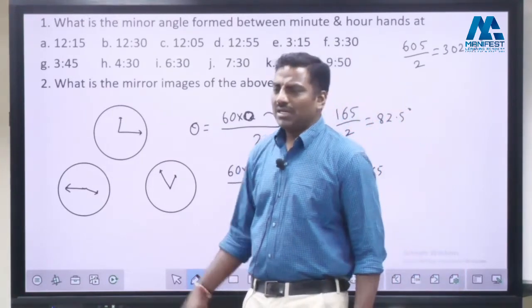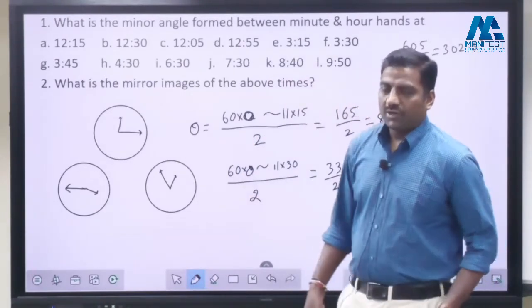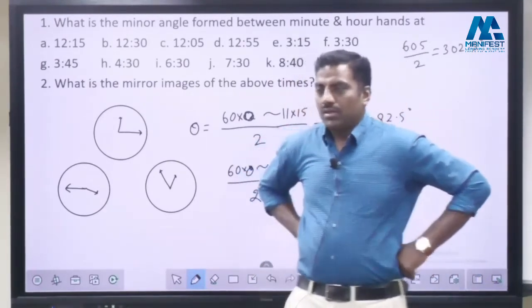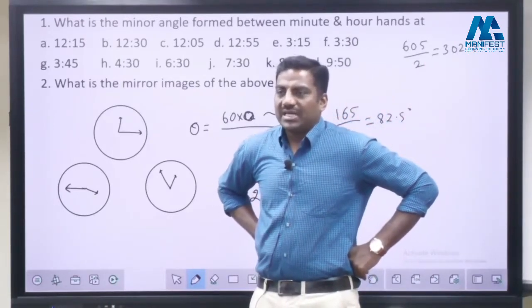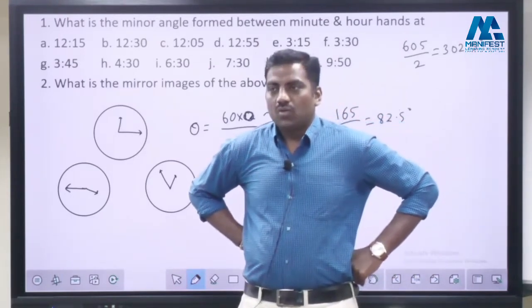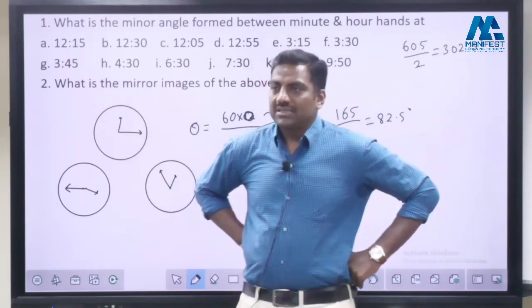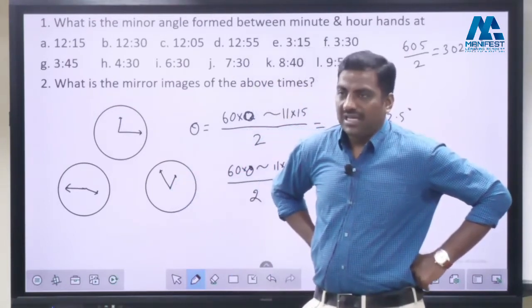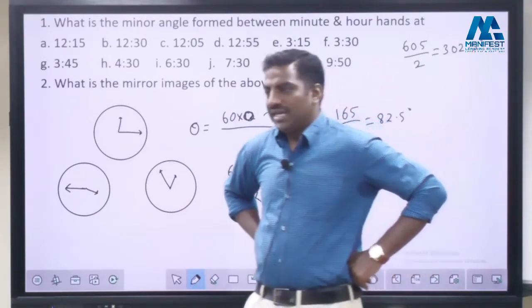Yes. But calculate with this formula. 360 is 180 and 45 into 11. 45 into 11 is how much? 495. 495 minus 180, we get what? 315. So we'll get the answer as 157 and a half. Yes.